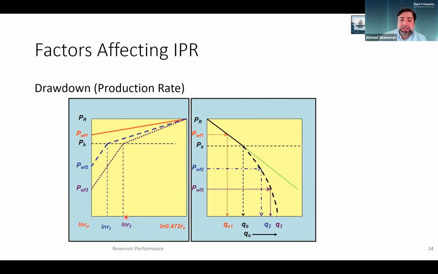And then having a logarithmic scale on the distance, we will see that there is a straight line between the Ln 0.47 RE until the wellbore. So this is the wellbore. Now, this condition here is at low flow rate. This is the oil flow rate, this is the IPR curve, and we are producing here, so it's a low flow rate.